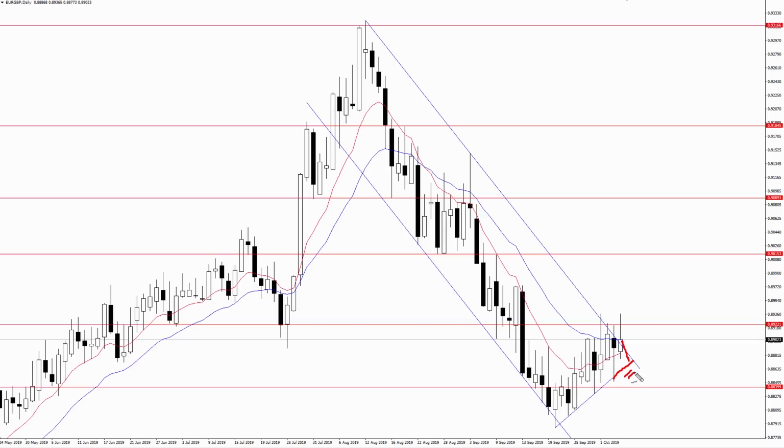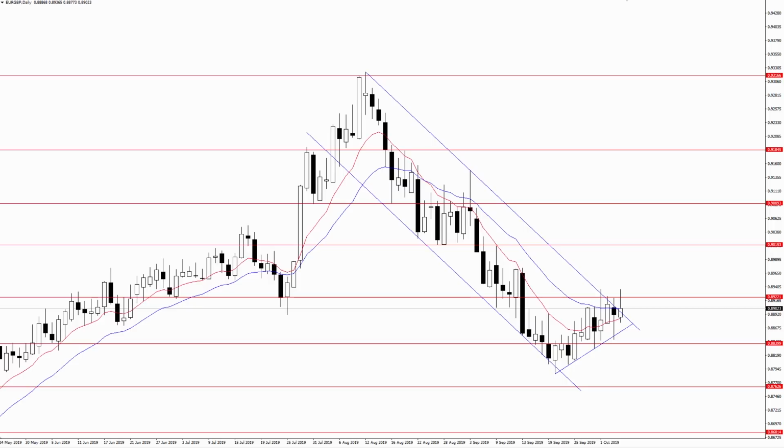So again, a daily close below this area could trigger the next leg lower within this descending channel. A break lower, in my opinion, would first target 88.40, followed by 87.60, and then 86.80. So a close below this short-term ascending trend line would first hit 88.40, with a close below that exposing 87.60 and then 86.80.